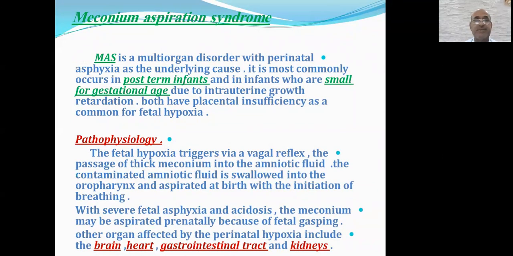we can talk about the last issue in this lecture, the meconium aspiration syndrome, abbreviated as MAS, a multi-organ disorder with perinatal stress as the underlying cause. It most commonly occurs in the post-term infant and those who are small for gestational age due to intrauterine growth retardation. Both have placental insufficiency as a common cause for fetal hypoxia.